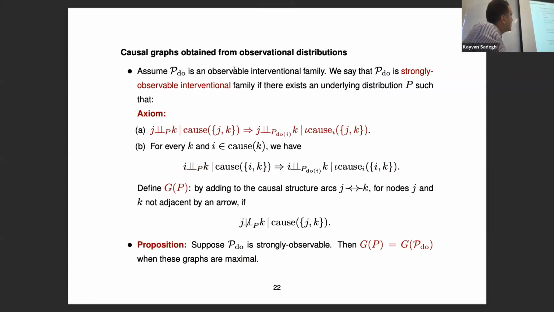And if we have the other direction of that axiom, we call it strongly observable. So if independence in P implies independence in P do I, then you can actually make this graph using P only. So that's the structural learning issue. And you can show that if these graphs are maximal, which I explained doesn't matter, then this G of P is the same as this G of P do I that was made using interventional distributions. So this will be related to the structural learning problem if you have this axiom in addition. Okay, is it clear? Okay.